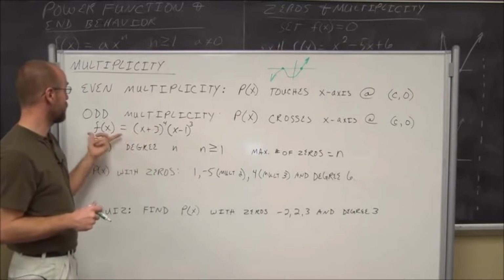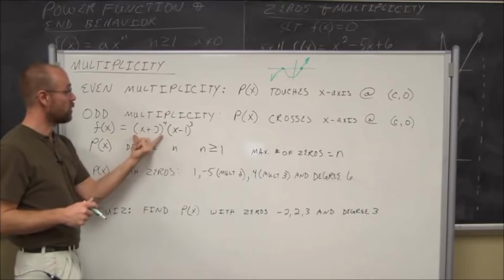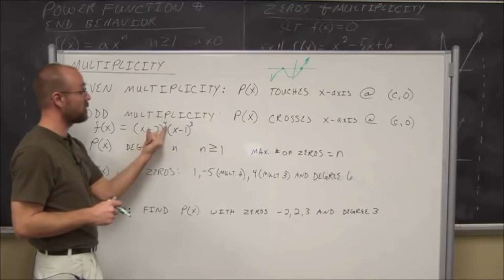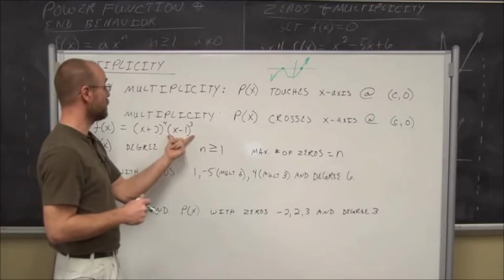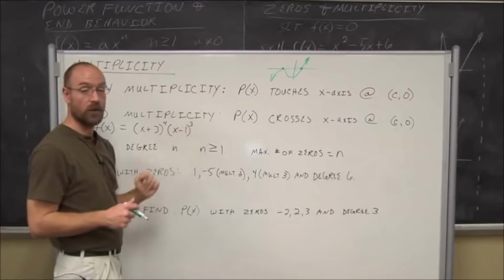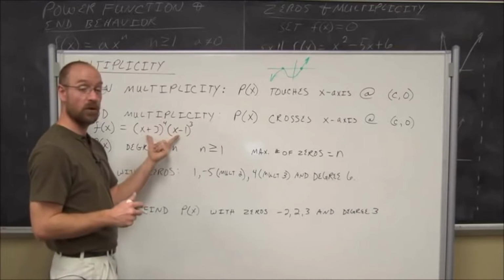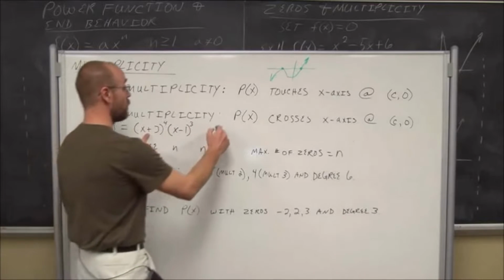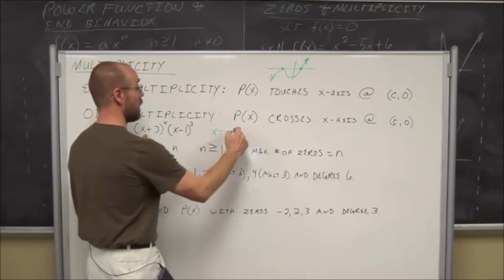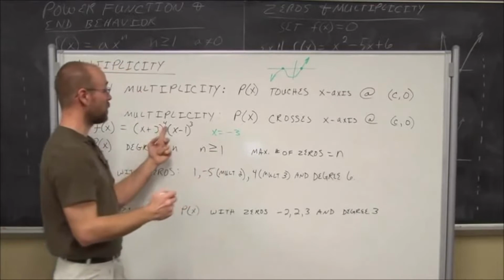Let's look at this example here. F of x equals the linear factor x plus 3 to the 4th power and x minus 1 to the 3rd power. This has essentially two zeros. For this 0, x would be negative 3, but it has a multiplicity of 4.